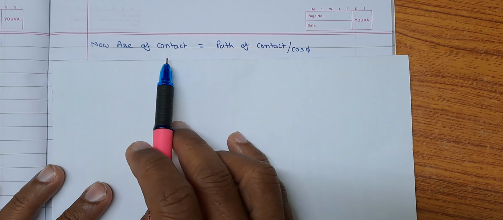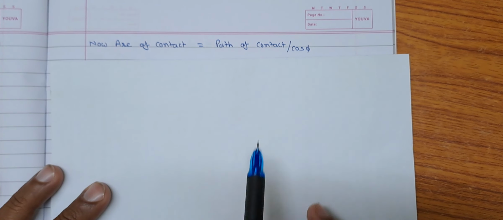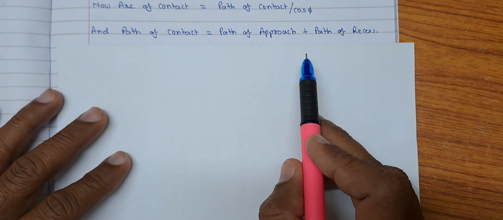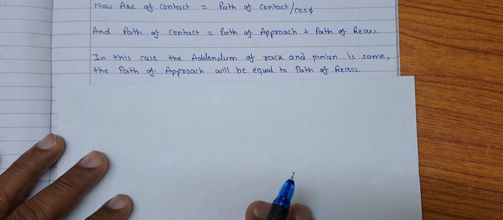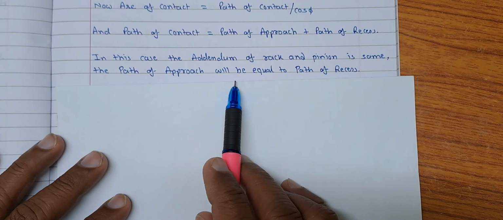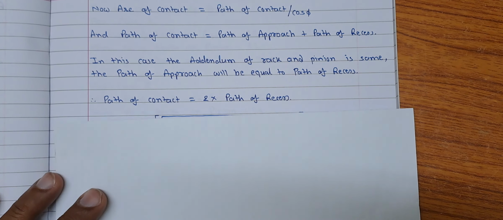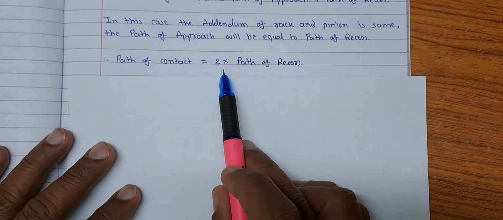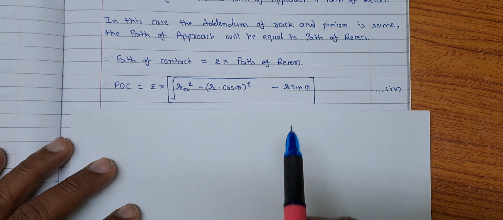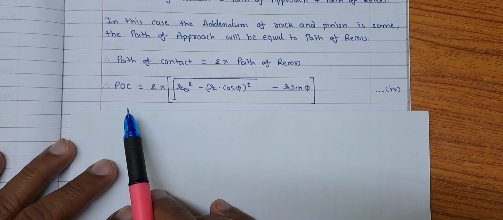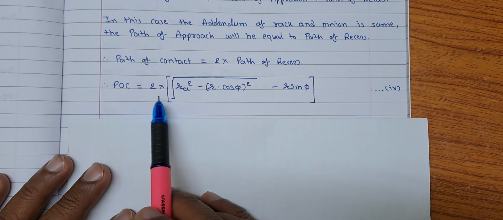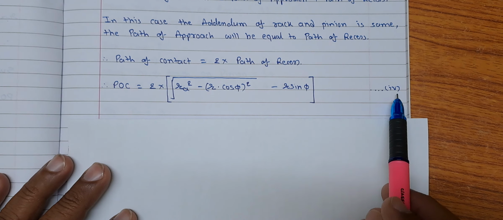Now, again, arc of contact is equal to path of contact divided by cos phi, and path of contact is equal to path of approach plus path of recess. In this case, the addendum of the rack and pinion is the same, so the path of approach will be equal to path of recess. Hence, path of contact is equal to 2 into path of recess, and the path of recess equation is this. So we found on substitution that path of contact is given by this relation. Let us say it is number 4.